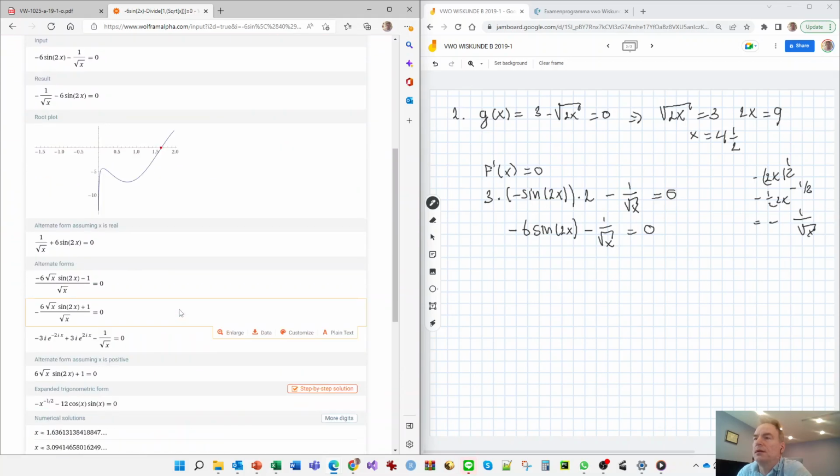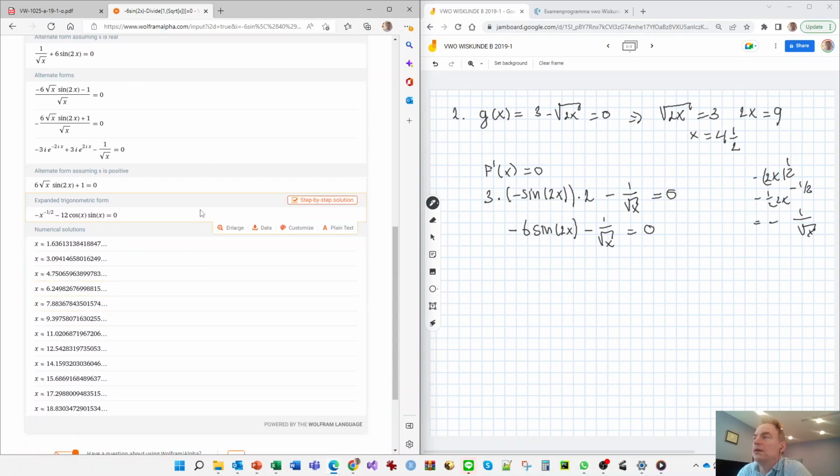And it gives this set of solutions. So x1 is 1.6, x2 is 3.0, and x3 is 4.75, which certainly is larger than 4.5. So I have answered this question.